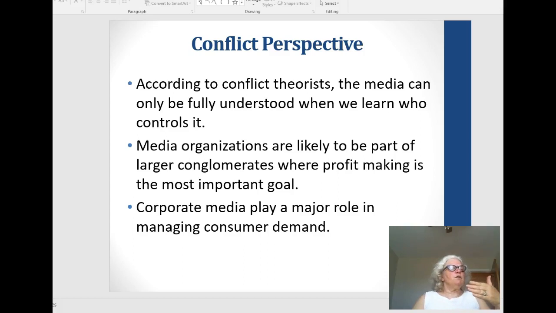The conflict perspective says media can only be fully understood when we understand who controls it. One of the videos I could have shown you was on who controls it, and you know the major players out there: General Electric owns NBC, Disney owns ABC. You've got some pretty powerful corporations out there, and they play major roles in what is provided and what is shown.